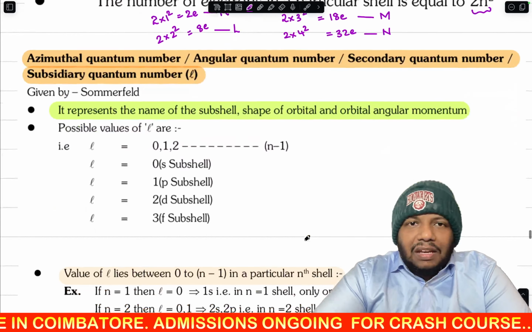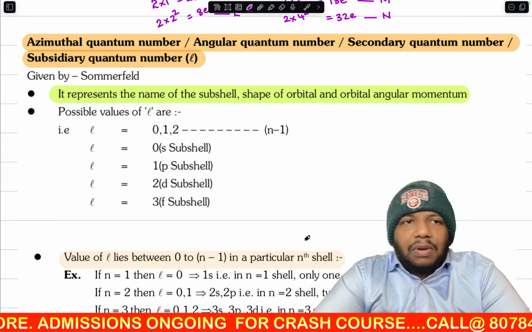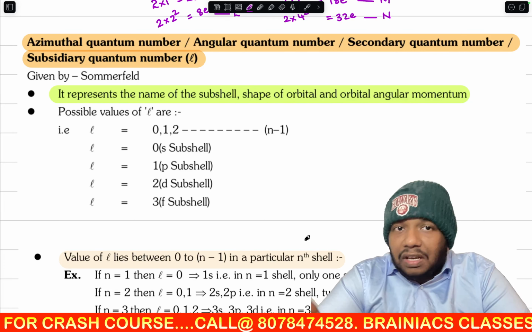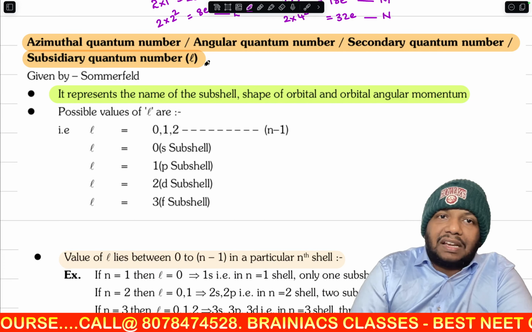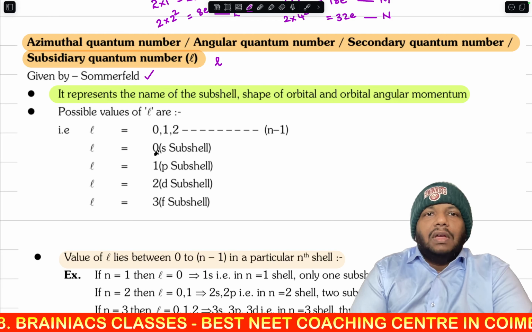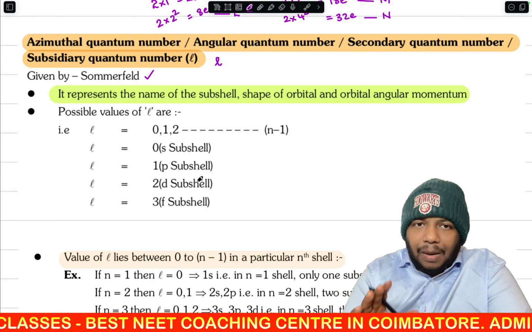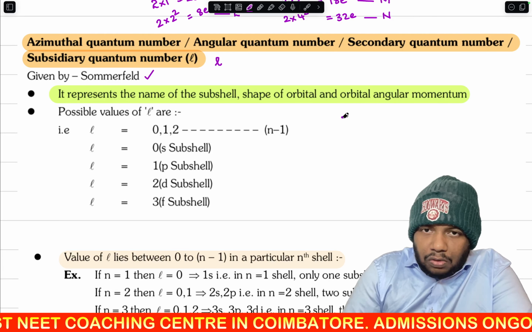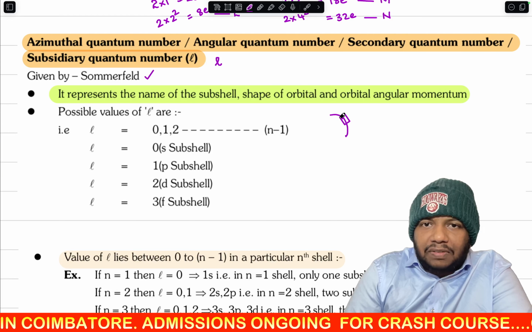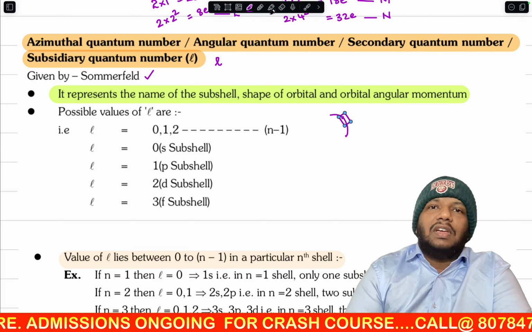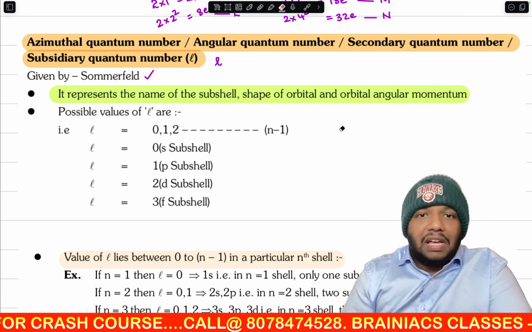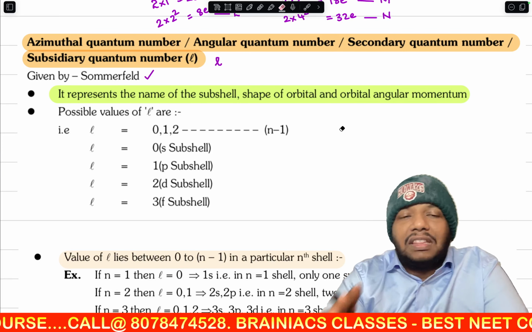That's it. Now coming to the next quantum number, the next identification number, it is called the azimuthal quantum number, angular quantum number, secondary quantum number, or even subsidiary quantum number, and it is represented by the letter small l. Very very important. It was given by Sommerfeld. So what does it represent? That is most important. It represents the subshell. That means electrons are revolving in an orbit, and inside the orbit there is something called a subshell. Inside that subshell the electrons are present. So we need to know what these subshells are, what the different types of subshells present are. All those things are given by the values of l.